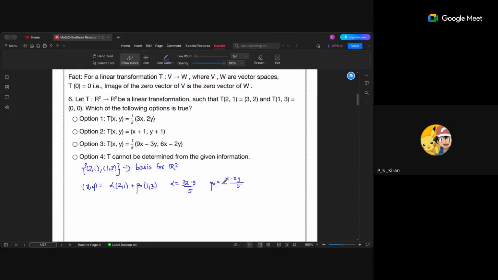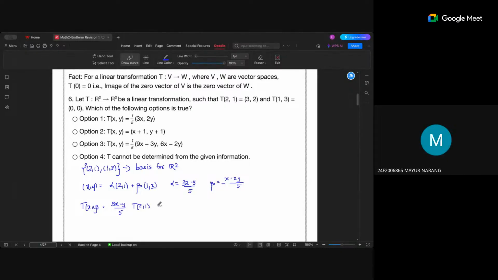Apply the transformation on both sides. Yes. So now T of (x, y) is equal to alpha times T of (2, 1) plus beta times T of (1, 3). Now you know that alpha is (3x minus y)/5.